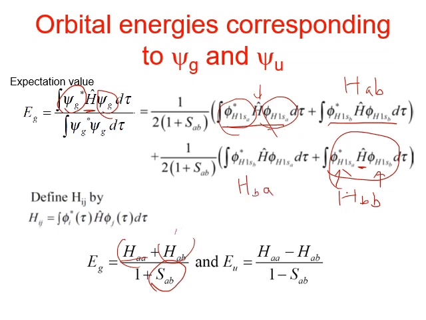So we have this equation. This is the energy for gerade, and this is the energy for ungerade. Both of these energies involve the calculation of three integrals: the overlap integral, HAA, and HAB. Because of time limit, we are not going into details of the calculation, but the next two slides briefly show what HAA and HAB are.